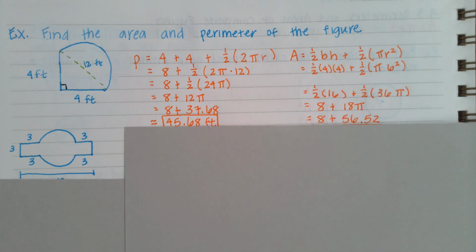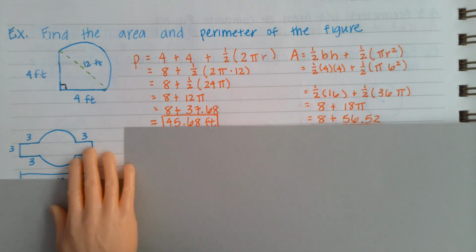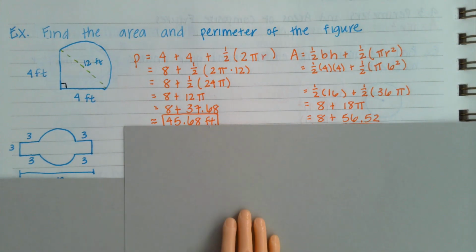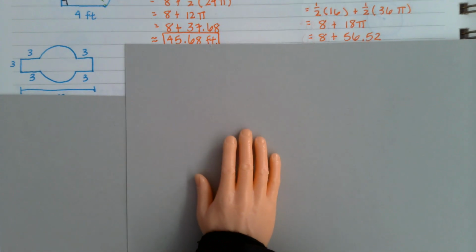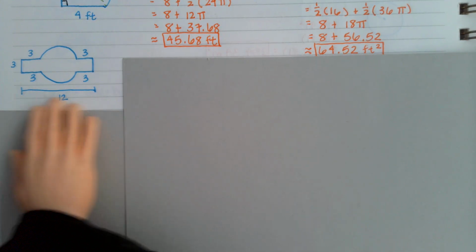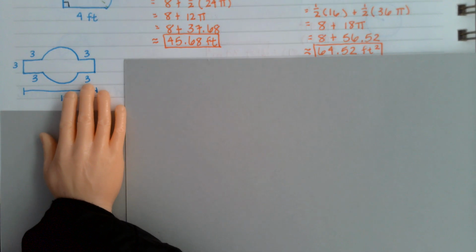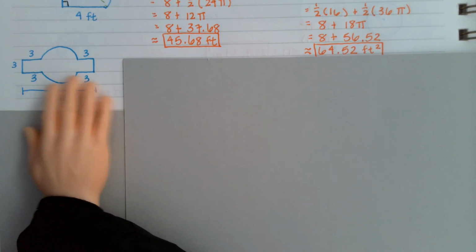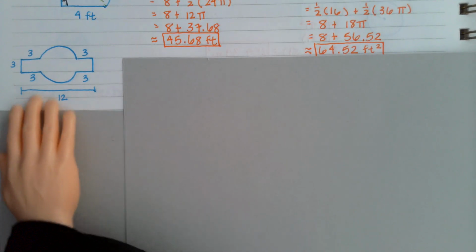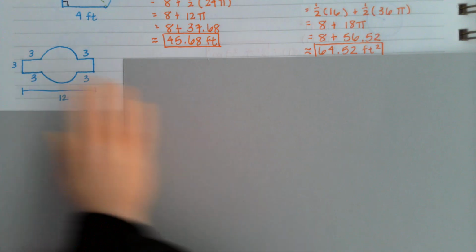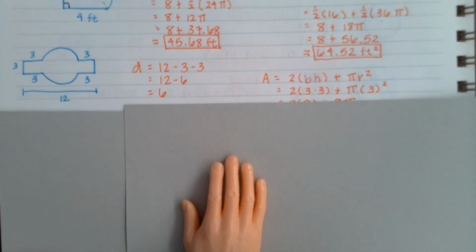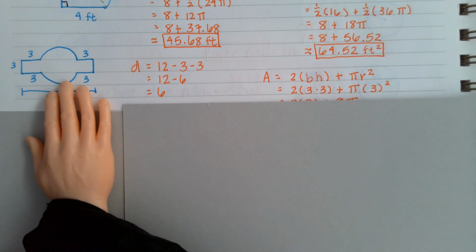Next, we have this figure, which looks like it is a rectangle with a circle merged in the middle. So we know that this total length is 12, but we have 3 for this part of the rectangle and 3 for this part of the rectangle. So to find the diameter of the circle, we would have 12 minus 3 minus 3, which is 6.